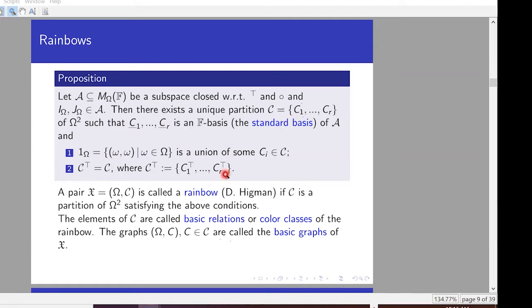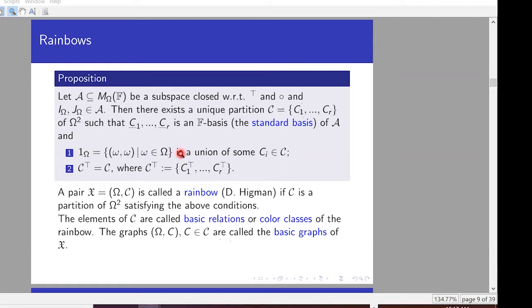A structure like that was called a rainbow by Higman. You can also call it a coloring, because what you are doing here is a coloring of a complete graph. And when I say complete graph, I mean that the arcs are directed and it also has loops. So you color directed arcs and you color loops. And you have to satisfy two conditions.